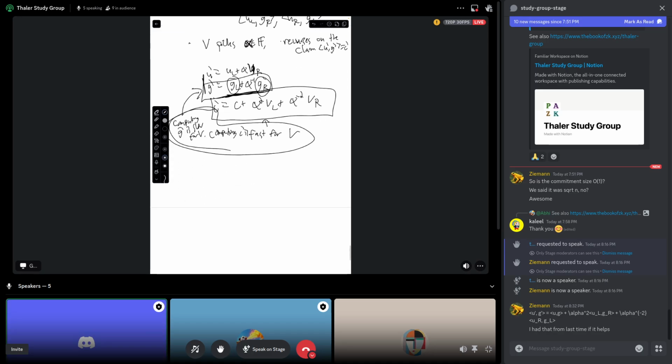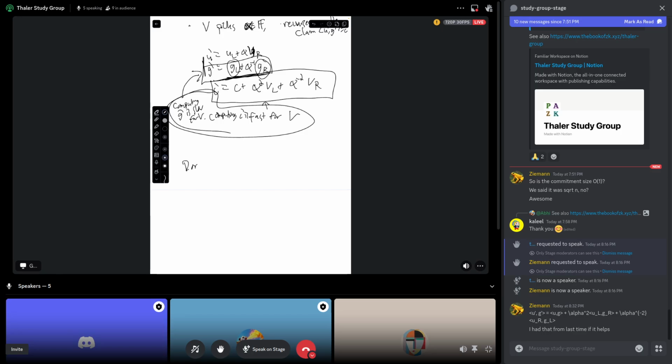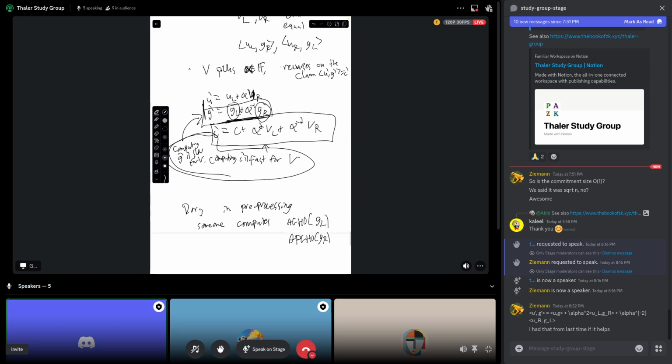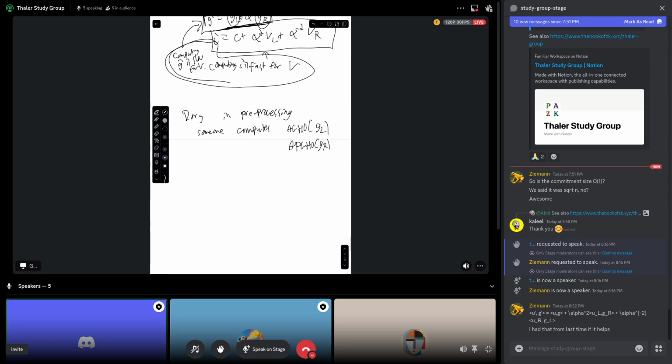Okay. And so what Dory is going to do is in pre-processing, so this happens once for all time. Whoever is willing to do the pre-processing, anyone in the world can do it. In pre-processing, someone computes an AFCO commitment to GL and an AFCO commitment to GR.